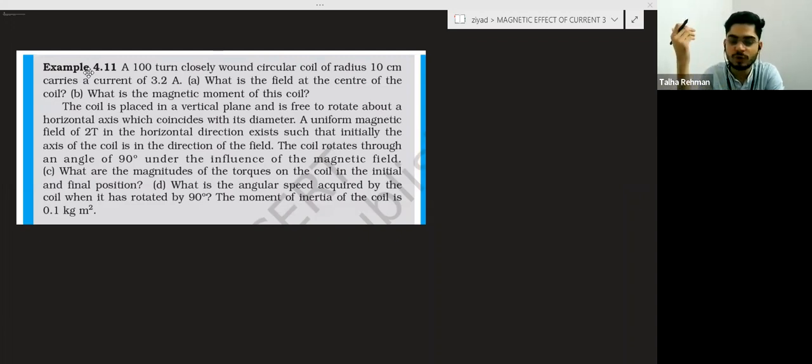This is based on the torque on a current carrying coil, and there are some concepts used in this question that we have previously studied, like the magnetic field at the center of a circular coil carrying current.